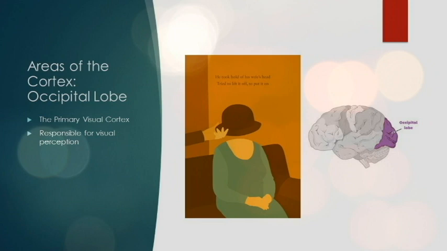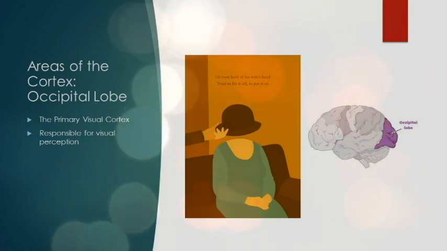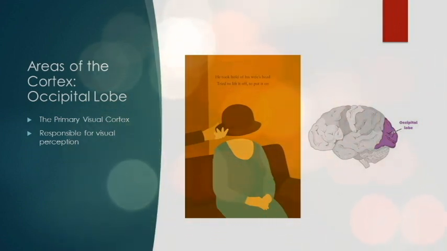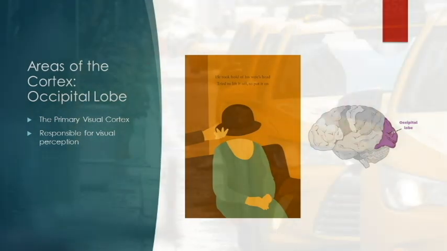Now, I want to highlight a little bit of research on the occipital lobe. One intriguing insight from research involves the occipital lobe is the discovery of the occipital face area, the OFA. Now, there's something known as the fusiform face area in the temporal lobe that has traditionally been associated with facial recognition.